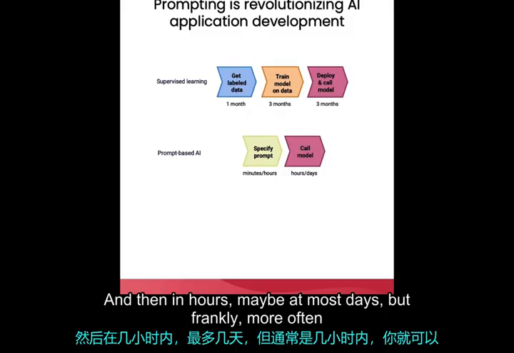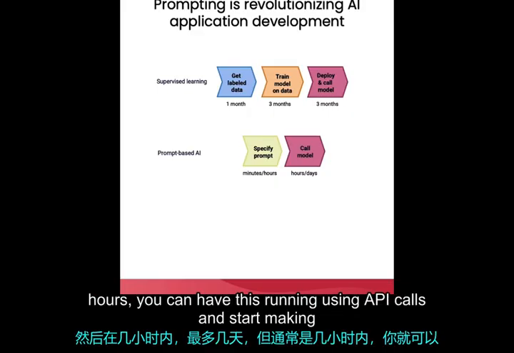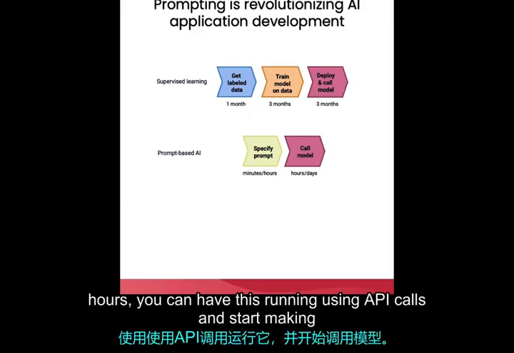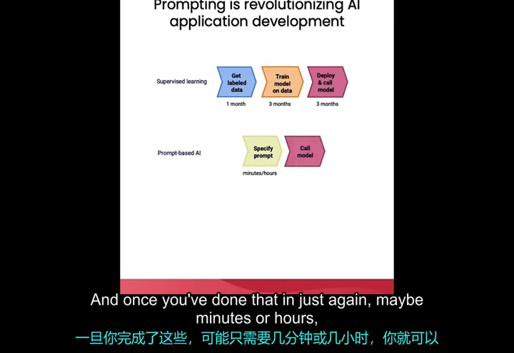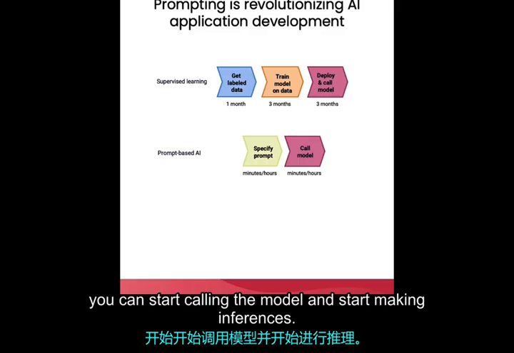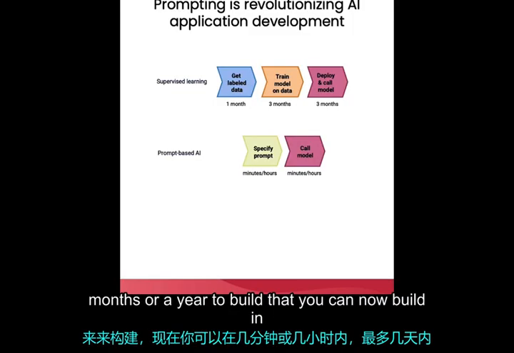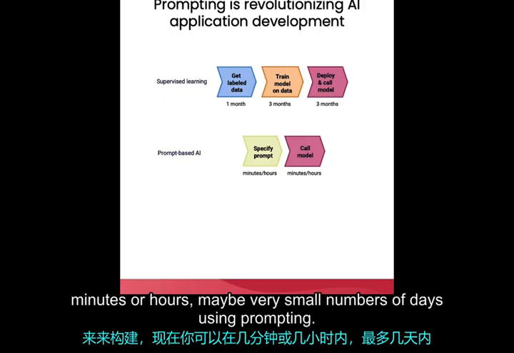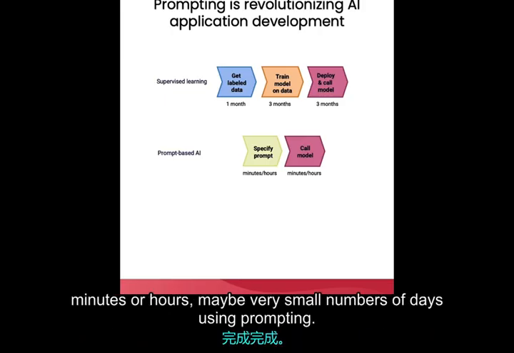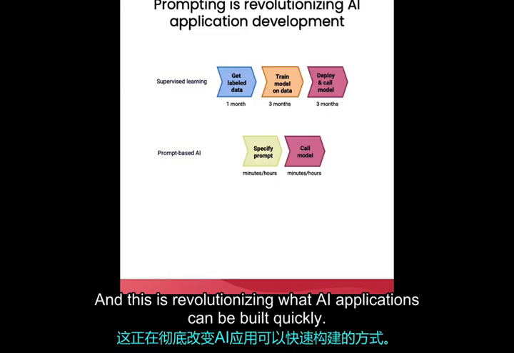And then in hours, maybe at most days, but frankly more often hours, you can have this running using API calls and start making calls to the model. And once you've done that, in just, again, maybe minutes or hours, you can start calling the model and start making inferences. So there are applications that used to take me maybe 6 months or a year to build that you can now build in minutes or hours, maybe very small numbers of days using prompting. And this is revolutionizing what AI applications can be built quickly.